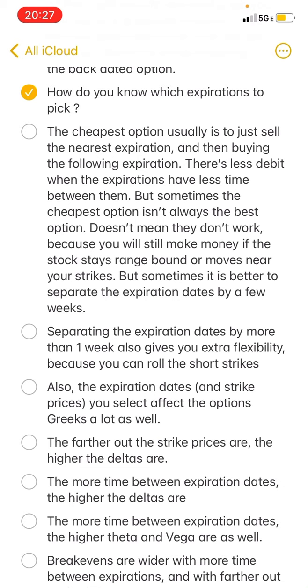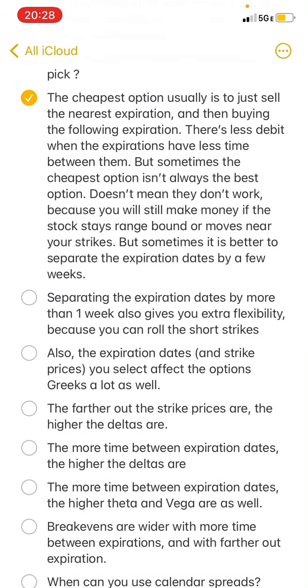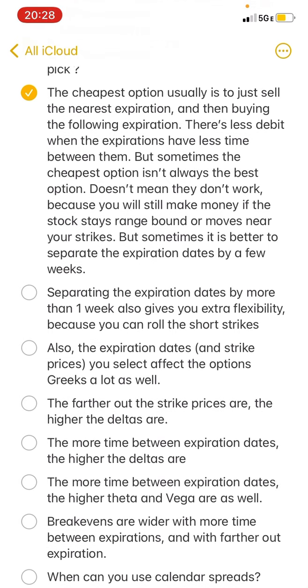Sometimes, not always, but if you're selling next week's expiration and buying the following week's, those are going to be the cheapest ones. The more time you have in between the expirations, like if they're 4 weeks apart, those are going to be more expensive than the ones that have no time in between them. So there's less debit when the expirations have less time between them. But the cheapest option isn't always the best option. That doesn't mean they don't work, because you will still make money if the stock stays range bound or moves near your strikes.